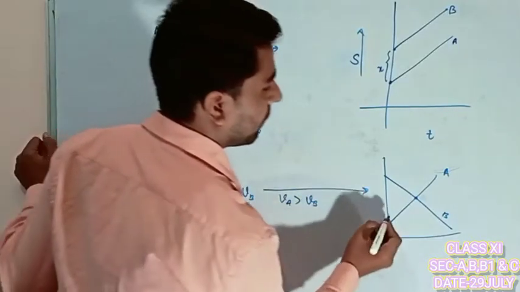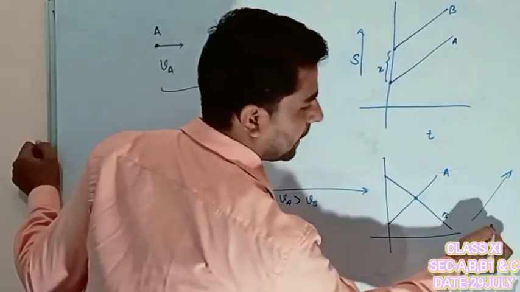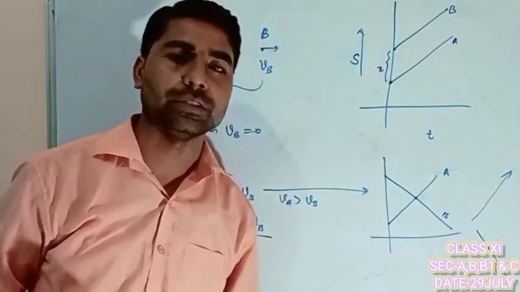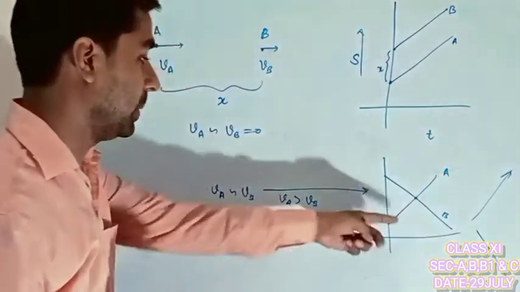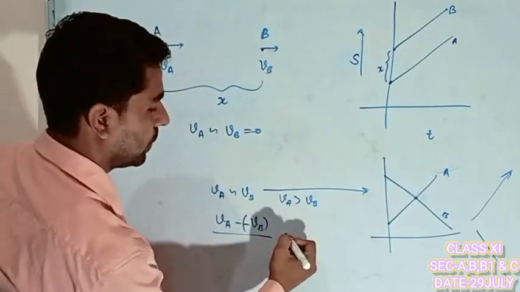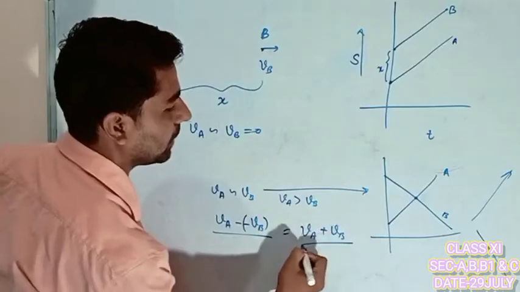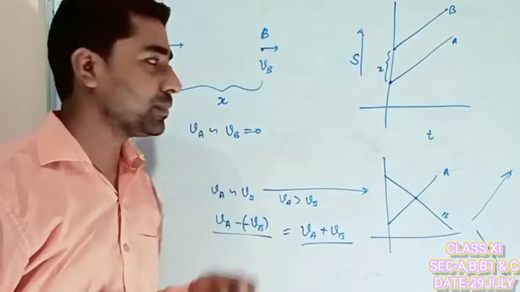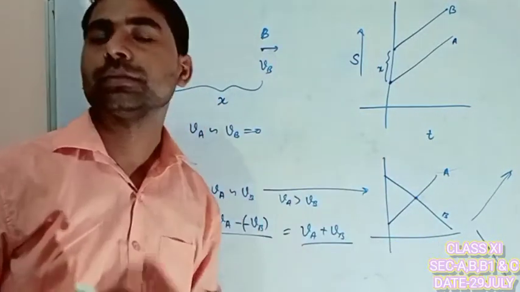But see, VA means A has this direction, and B has the opposite direction. As I said, they are moving in opposite directions. So velocity is a vector quantity. Here the B will be negative, so the relative velocity becomes VA plus VB. In the earlier case, the relative velocity will be VA minus VB. So that is when they are moving in the same direction, and when they are moving in opposite directions.